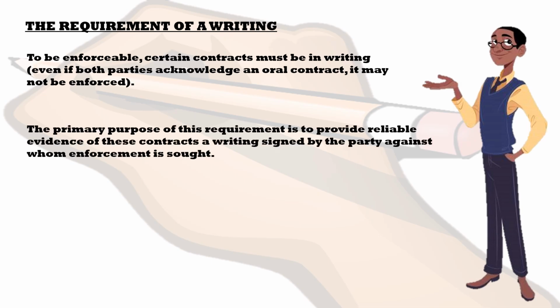The primary purpose of this requirement is to provide reliable evidence of these contracts and a writing signed by the party against whom enforcement is sought. Now, this is really, really important. In order to sue a person for breach of contract, if the contract is in writing, it must be a writing that they have signed. If they haven't signed it, you cannot sue them.